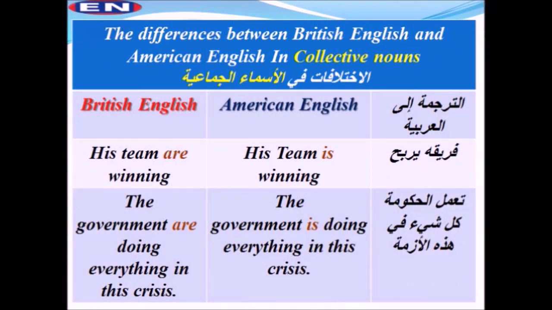Let's read together this table in order to understand the last rule. So, in collective nouns in British English, they say, his team are winning. But in America, his team is winning. Another example, the government are doing everything in this crisis. But in America, they say, the government is doing everything in this crisis.